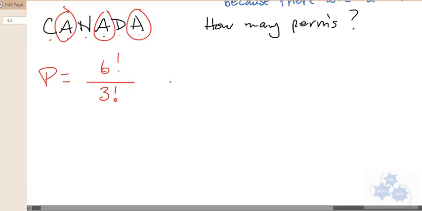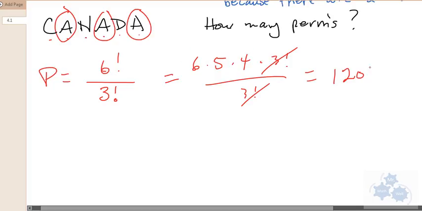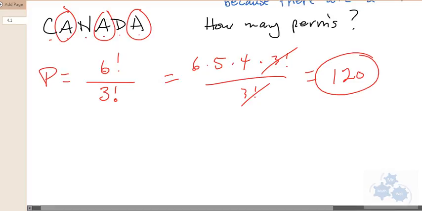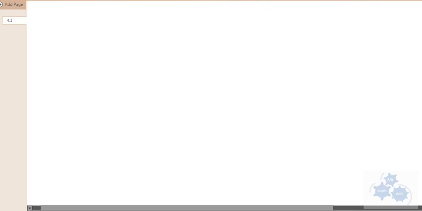Okay? So what's 6 factorial divided by 3 factorial? Well, that's going to be 6 times 5 times 4, right? Because the 3 factorials are going to cancel out. So you could probably do this in your head. 6 times 5 is 30 times 4 is 120. Okay? So does that sound right? Okay? What about another one? Let's do another one. What about this one?